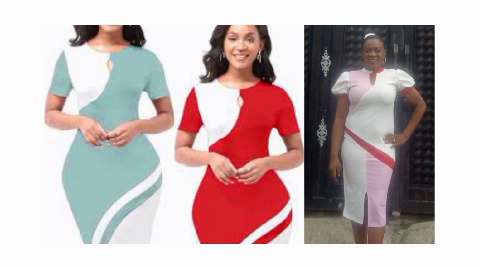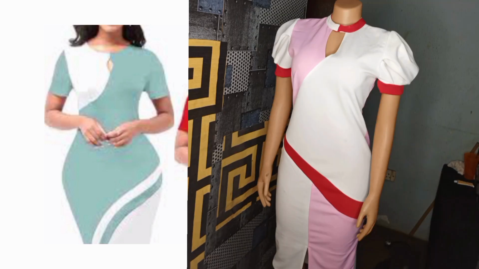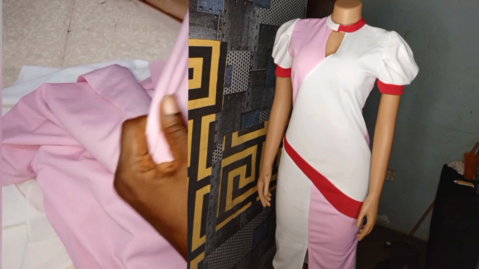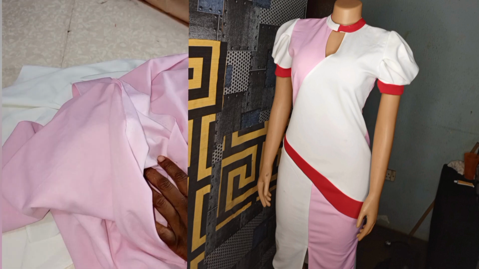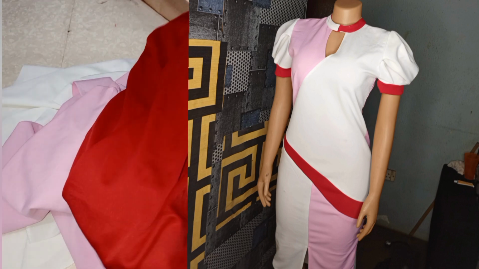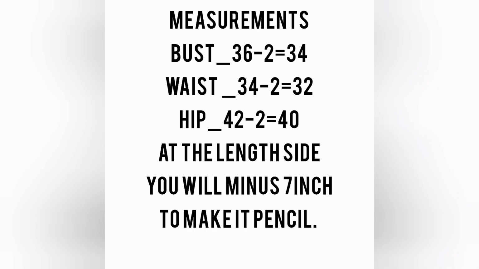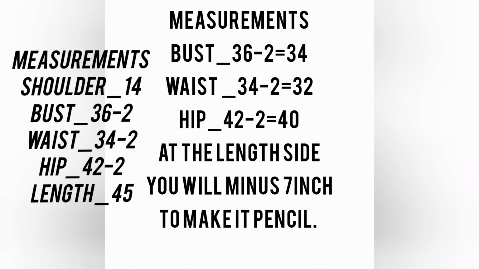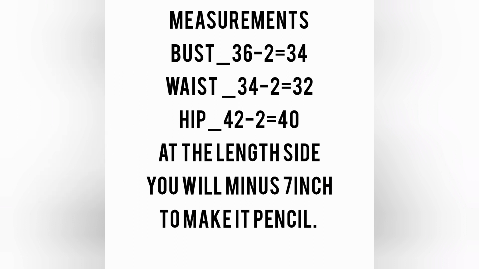I want to show you how I made this beautiful dart manipulation dress using a stretchy fabric. If you're using a stretchy fabric, you need to minus 2 or 3 from your normal measurement, depending on how stretchy your fabric is. For instance, my bust is 36, I minus 2, so it gives me 34. My waist is 34, I minus 2, which gives me 32. My hip is 42, I minus 2, which gives me 40.